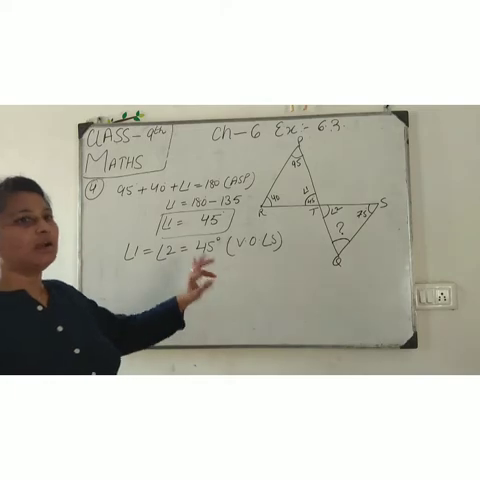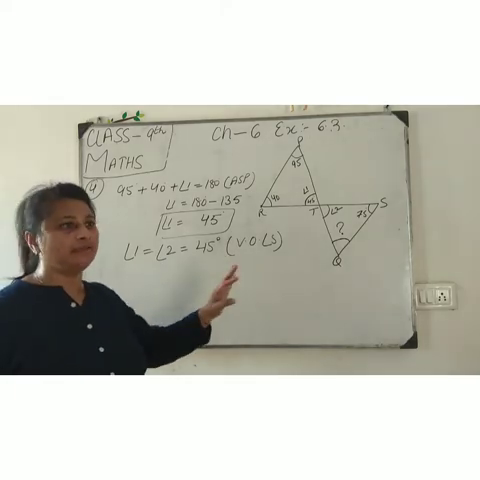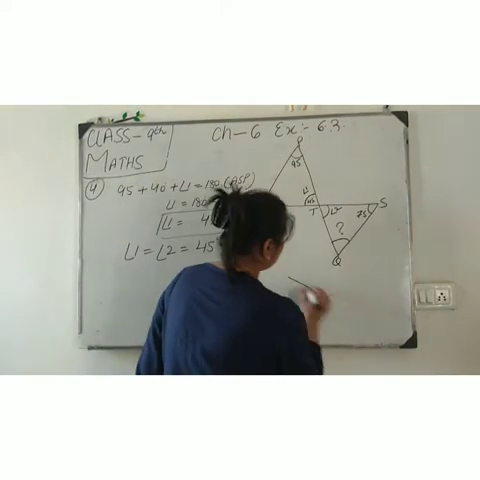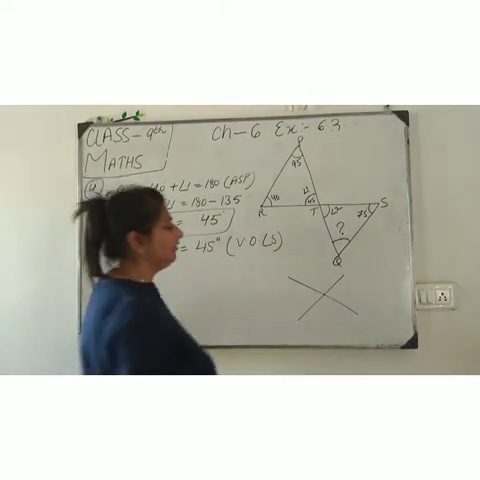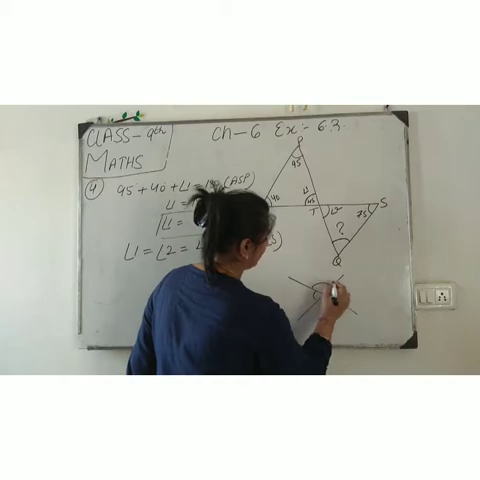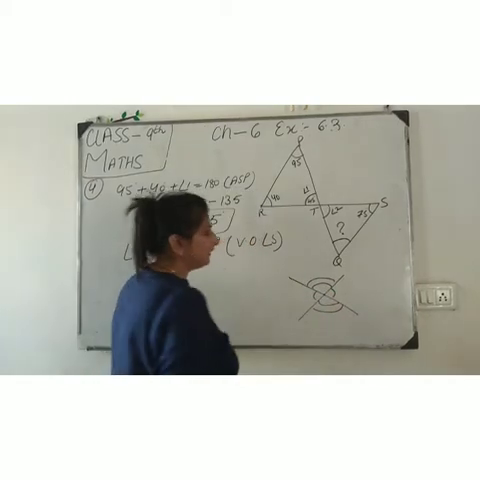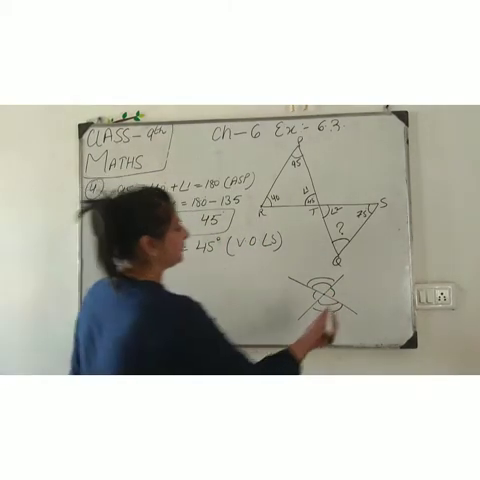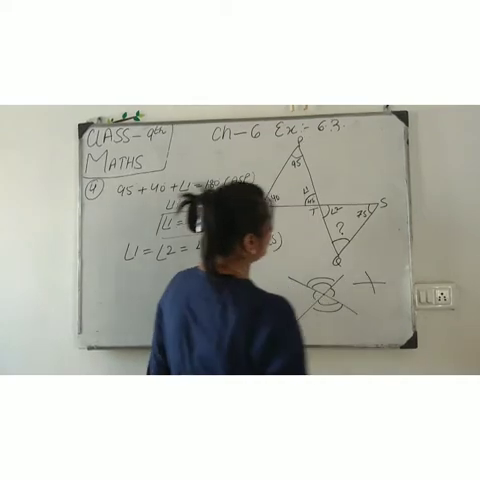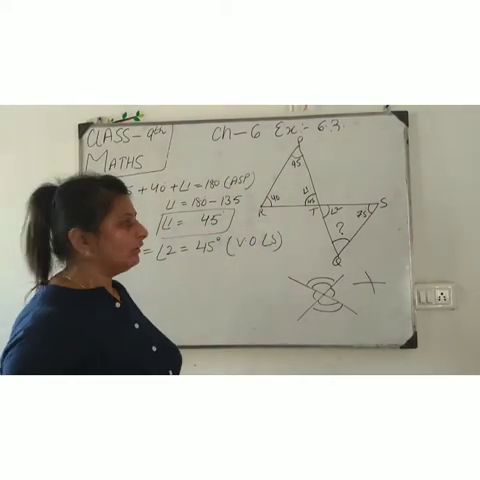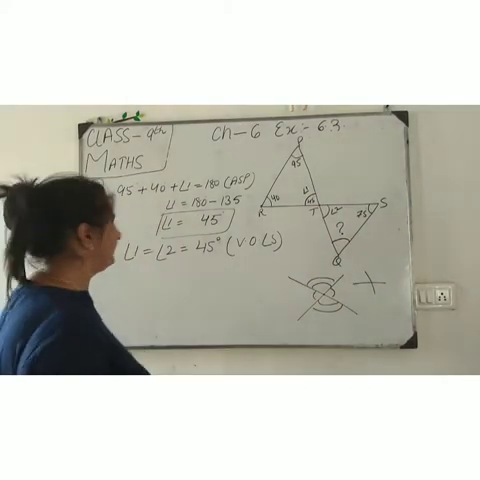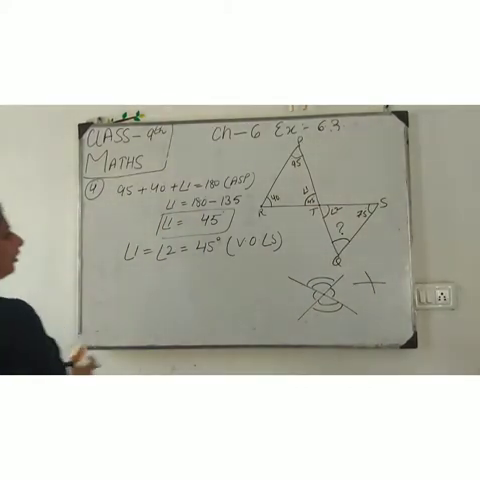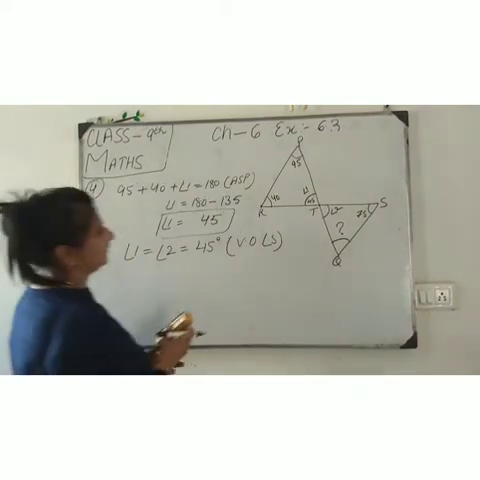And we can make a vertically opposite angle anywhere. Anywhere means if two lines intersect at a common point, we can draw vertically opposite angles like this. It is not necessary that the lines be parallel. If two lines are parallel, then I am able to draw alternate angles. So whenever two lines intersect at a common point, the angles are vertically opposite angles.